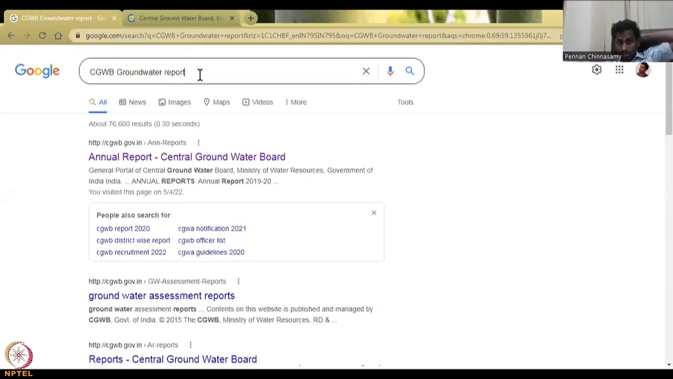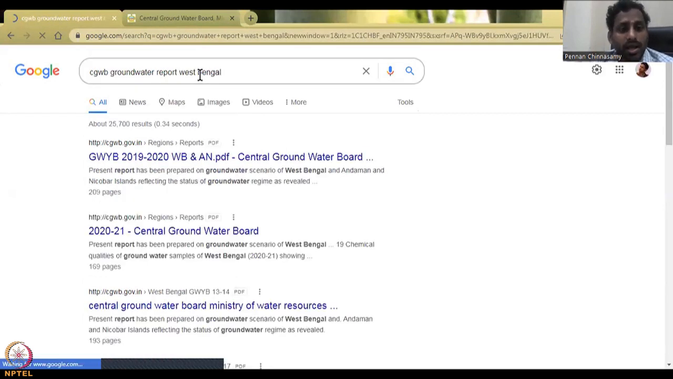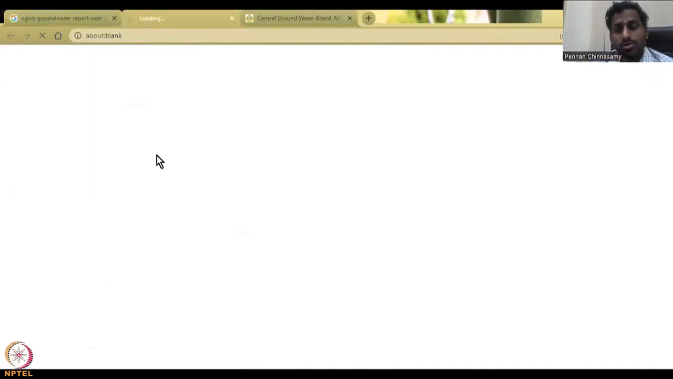And I'll also show you that you can say, let's say West Bengal. See, you can have a region report. Okay, I'll just click on this to show you that report also. Just one example, then we'll go back to the national board. Okay. So while this is downloading, it started to download, you could see that groundwater yearbook.